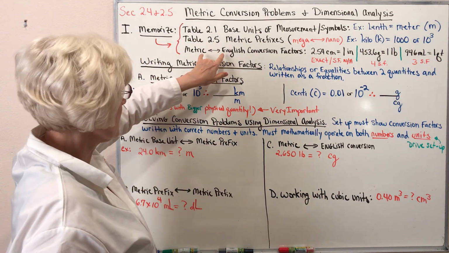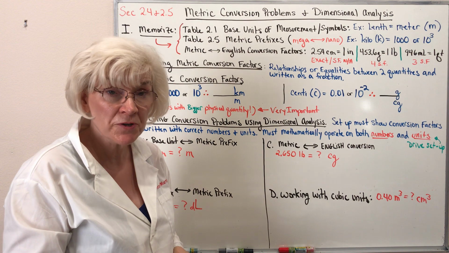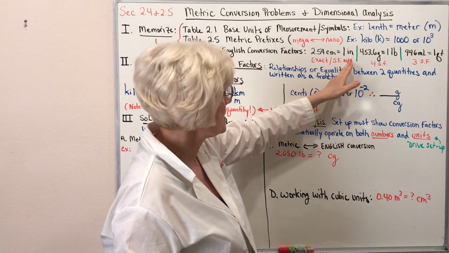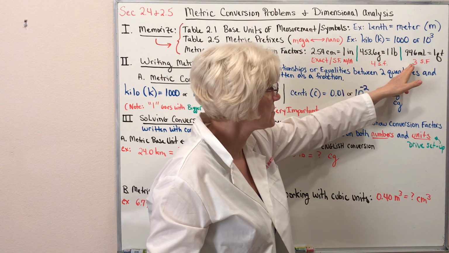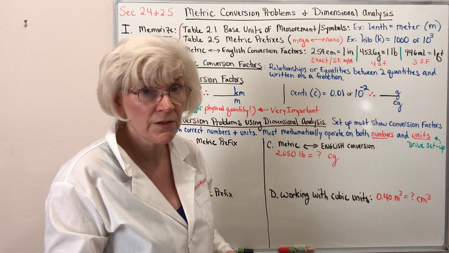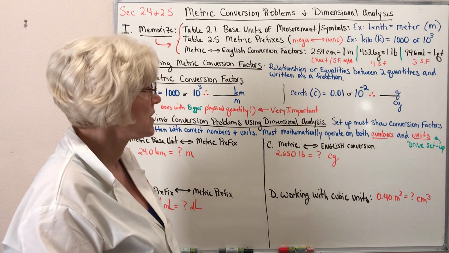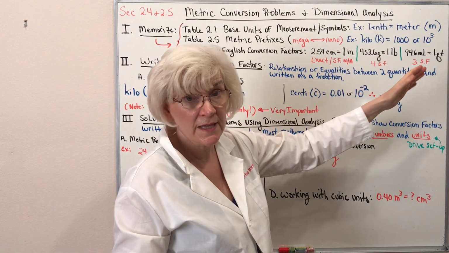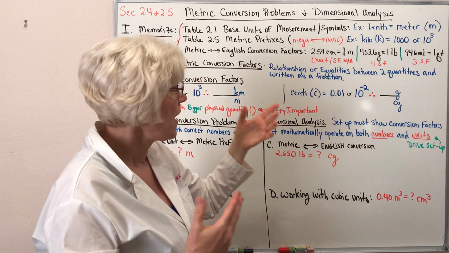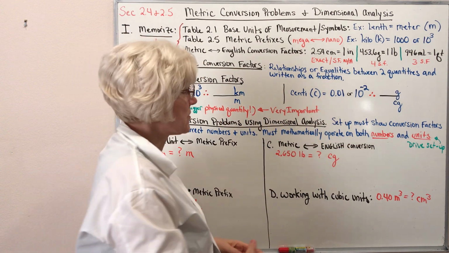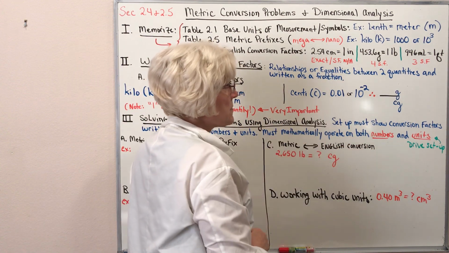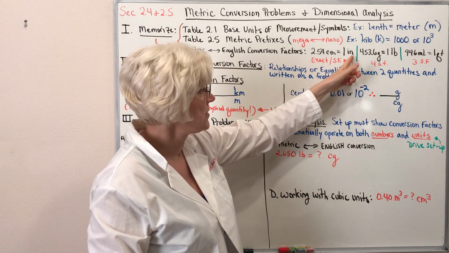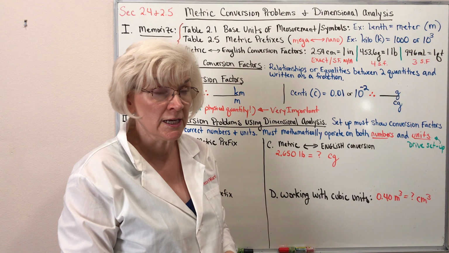It is often necessary for us to do English to metric conversions, as I've already alluded to. So I suggest that you memorize these three very common, useful English to metric conversion factors, one for each of the base units that we will be working with very often in chemistry. The first is an English to metric conversion for length. 2.54 centimeters is equivalent to 1 inch.